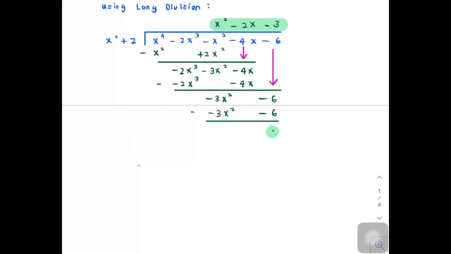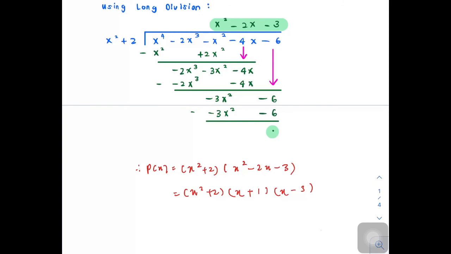So now let's conclude our answer. P(x) from just now is x squared plus 2, and then fill in the depressed equation, x squared minus 2x minus 3. Then let's further factorize. So you have finished factorizing. This is the answer for your polynomial in factored form. If you want to find the zeros, you need to make it equal to 0, and then we need to solve.